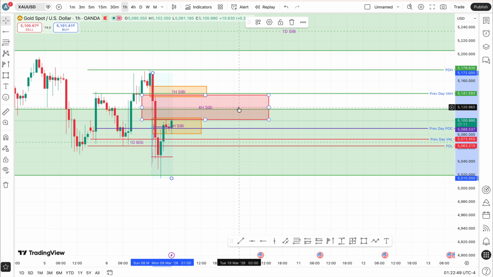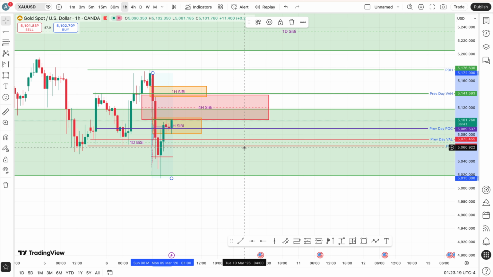While we can see that the market has closed above previous day POC and made a bullish move up. So in essence, gold has already experienced a major Asia session displacement of roughly 3%. During this move, sell-side liquidity was swept. You can see that the previous day's value area low, the previous day's PDL has already been swept.